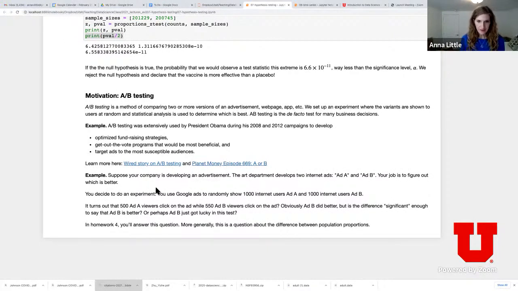It's quite interesting. Okay, and so for example, what does this mean? Let's say you have a company who's developing an advertisement, and you basically have two options you can go with, ad A and ad B. These are like our two different populations. And so you want to figure out which one is better. So you use your Google Ads to randomly show 1,000 internet users ad A, and 1,000 get ad B, and then you compare the difference in their behavior.